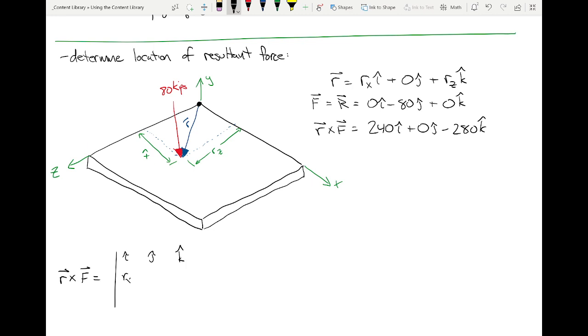So Rx, 0, Rz, 0, minus 80, 0. So we take I, cross out the rows and columns related to I, and we're left with this box right here. So 0, minus 80, Rz, 0. Minus J. Strike out the rows and columns associated with J. Strike out that and that. I'm left with this column and this column.